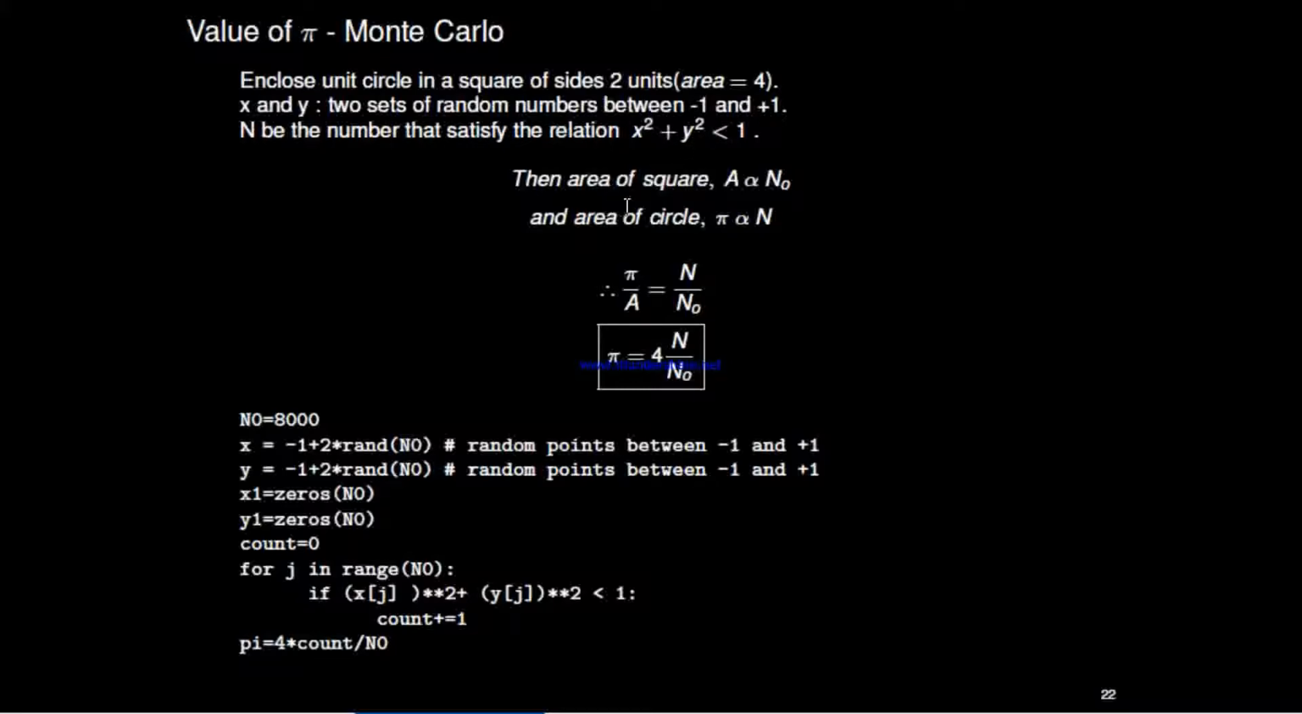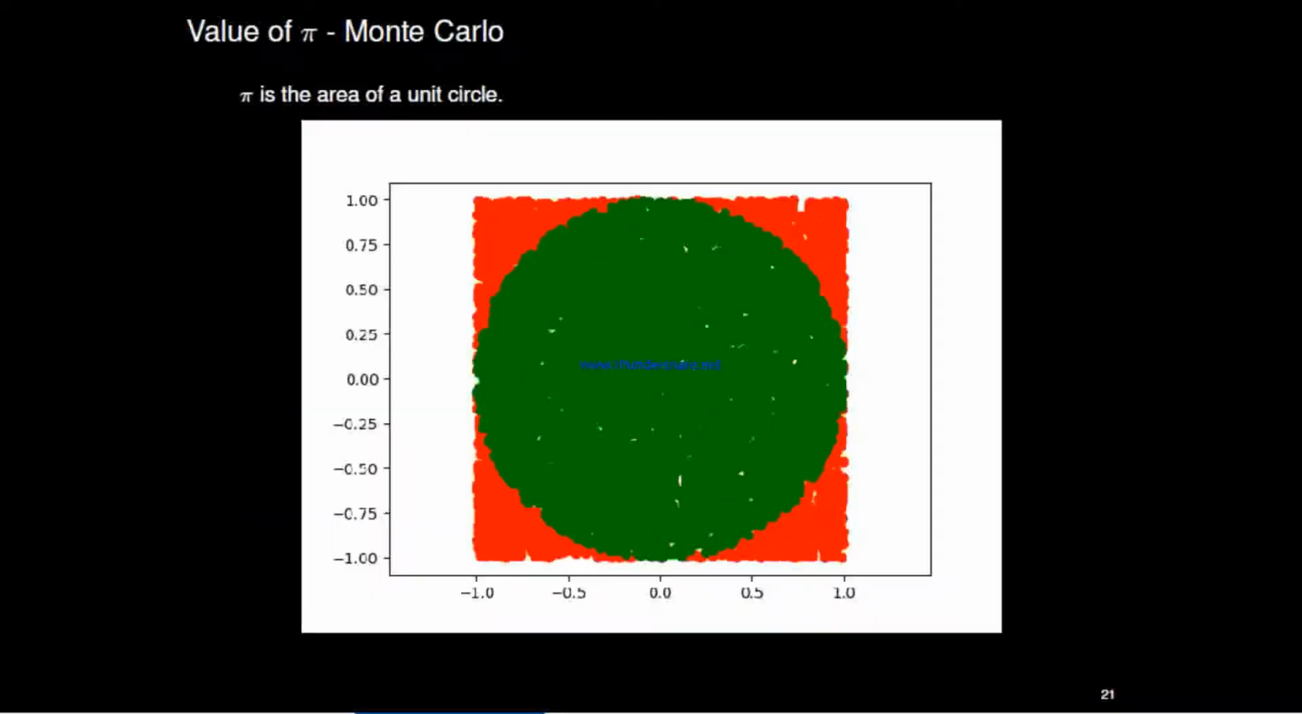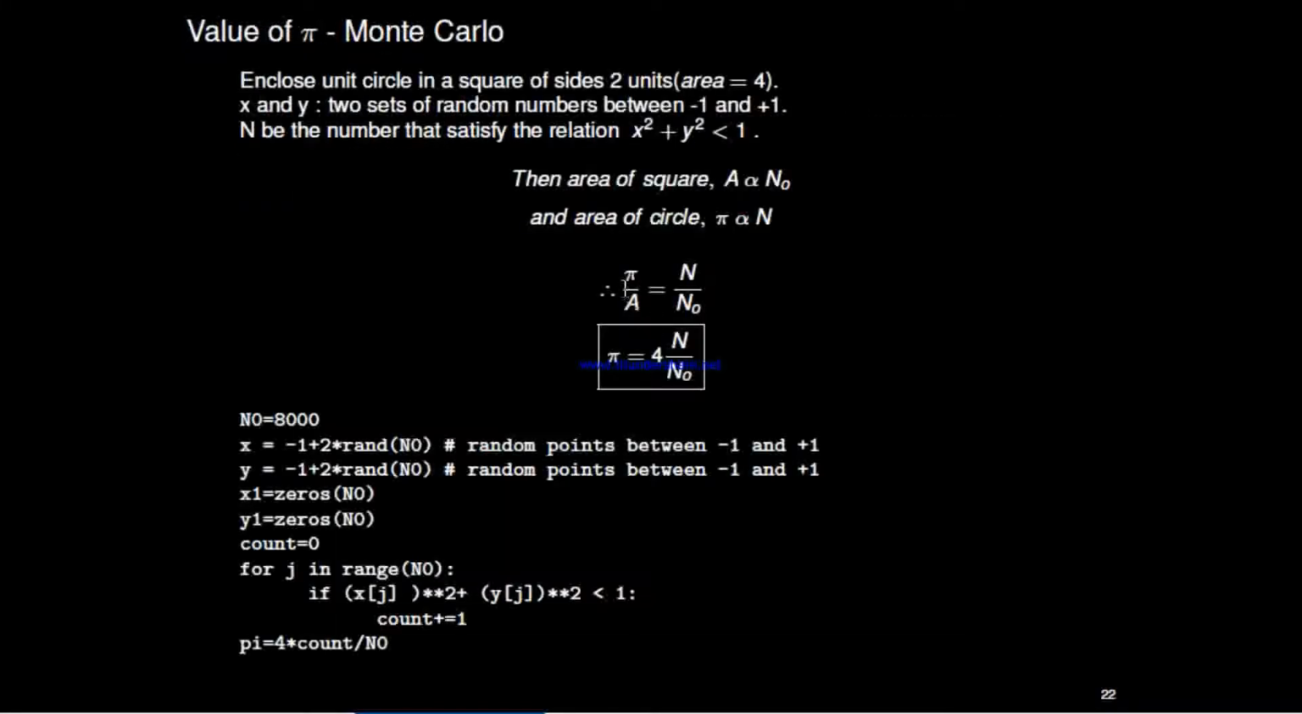Then the area of the square A is proportional to the total number n0 of the random numbers, and the area of the circle, pi, is proportional to n. See here, the total number is n0, then this area that is equal to 4 will be proportional to n0, and this area equal to pi is proportional to n. So we have A proportional to n0 and pi proportional to n, and dividing these, we have pi by A is equal to n by n0, or pi will be 4 into n by n0.